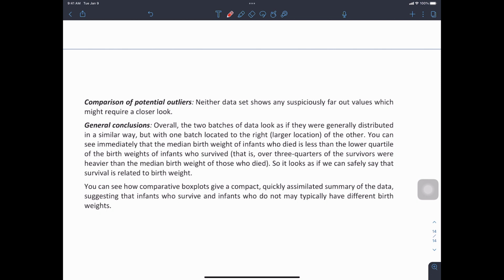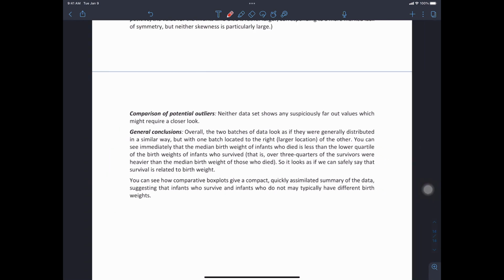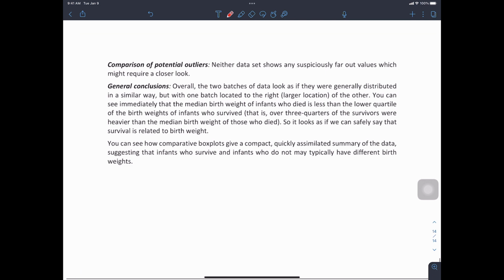So you can see how comparative box plots give a compact, quickly assimilated summary of the data, suggesting that infants who survived and infants who did not may typically have different birth weights. That might seem boring and too math-ish to you, but I would say it's very useful knowledge, especially if you're thinking of any sort of health issues, if you're going into those things.